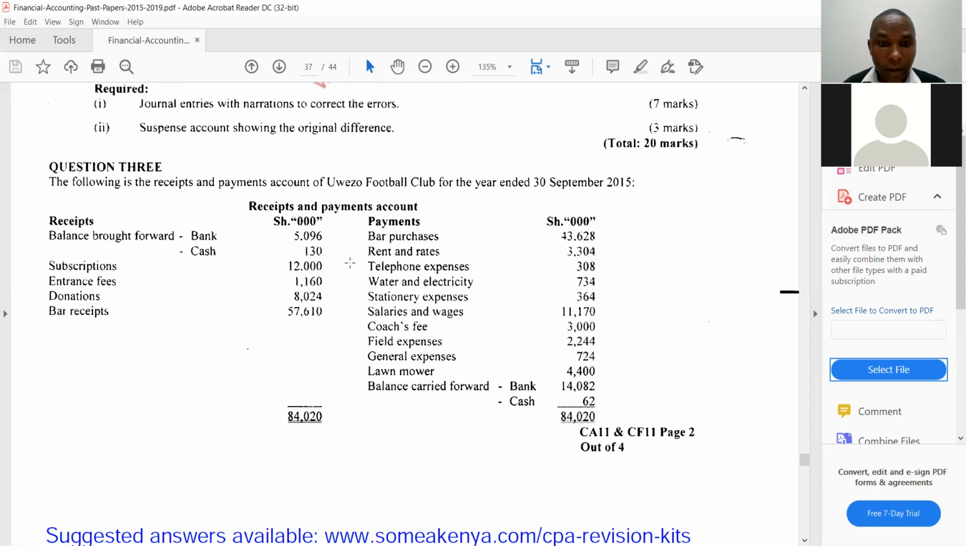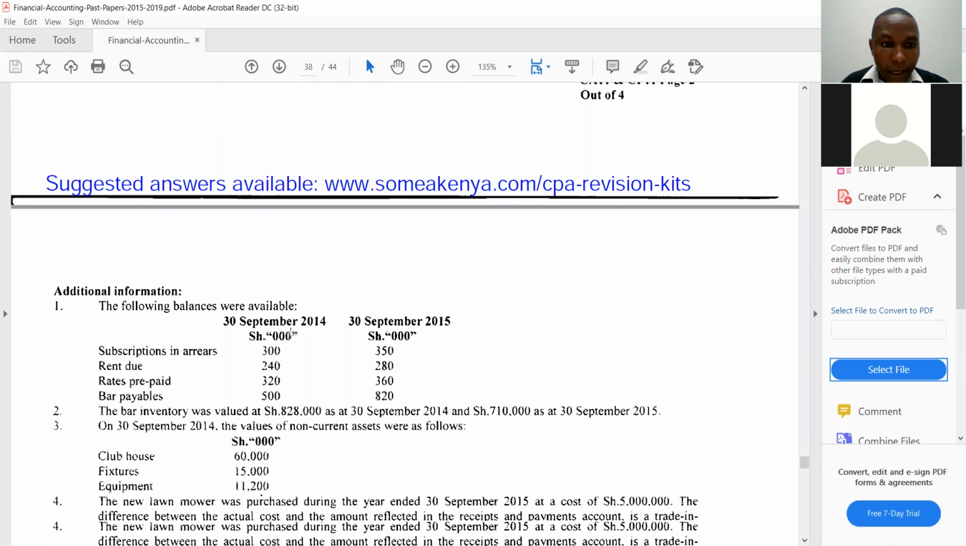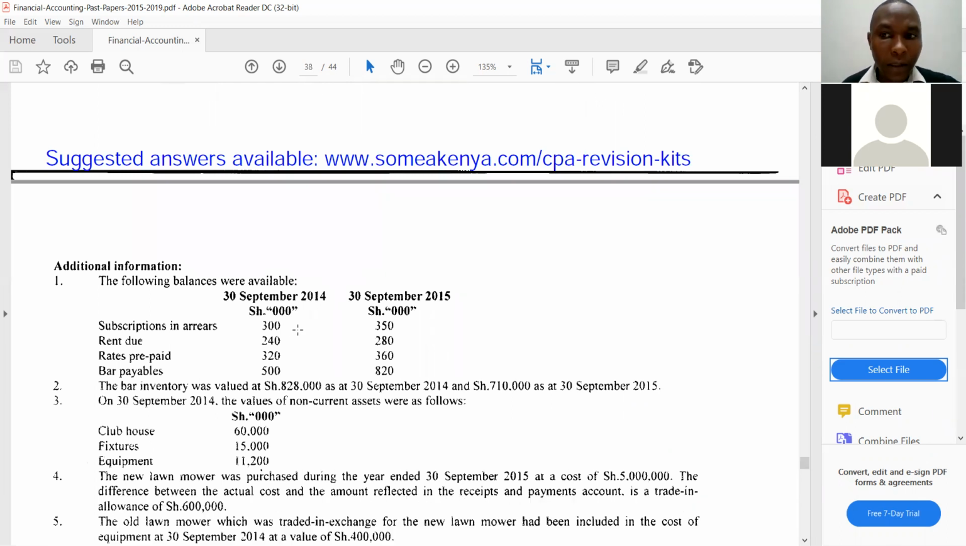That is our cash book. Then we have been given additional information. The following balances were available on 1st September 2014 and 1st September 2015: subscription in arrears, rent due, rates prepaid, and payables. Note number 2, the inventory was valued at 828,000 as at 1st September 2014 and 710 as at 1st September 2015. So those are the inventory opening and closing.